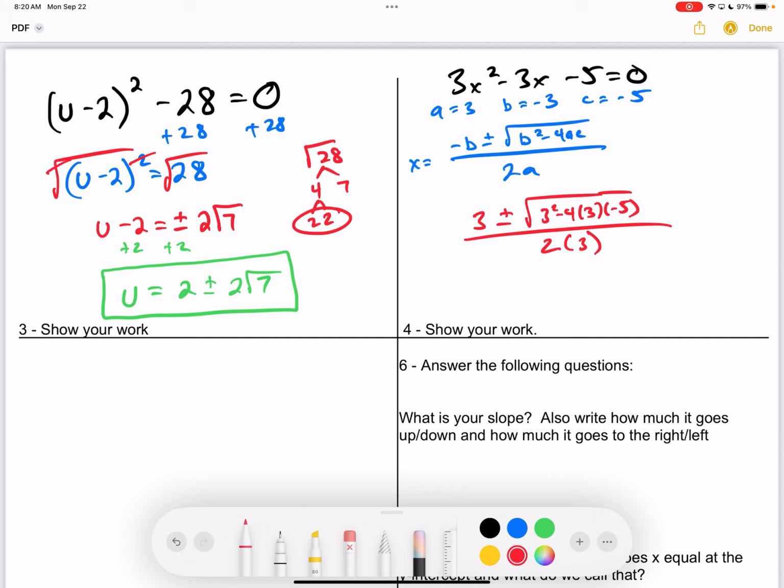If you happen to run out of room, you can always use the back of your page too. You don't have to write the formula on there. It'd save you a bunch of room.